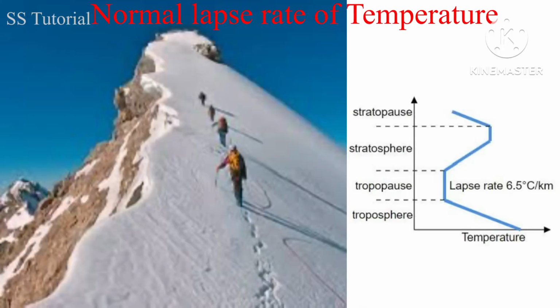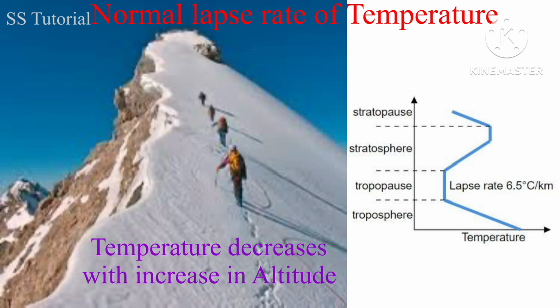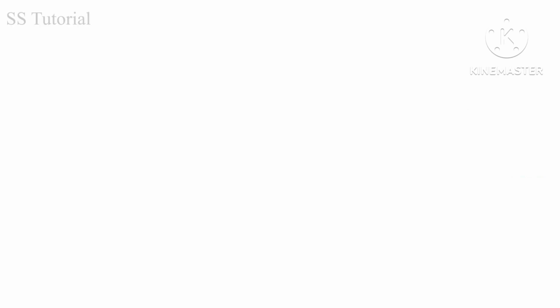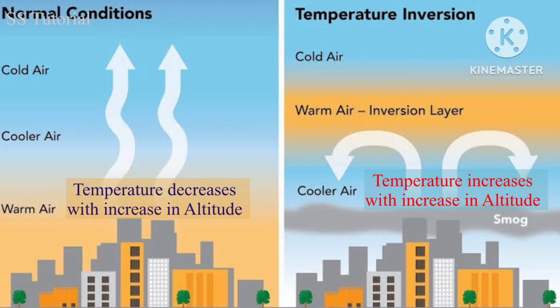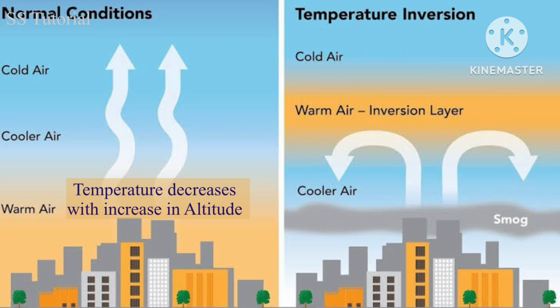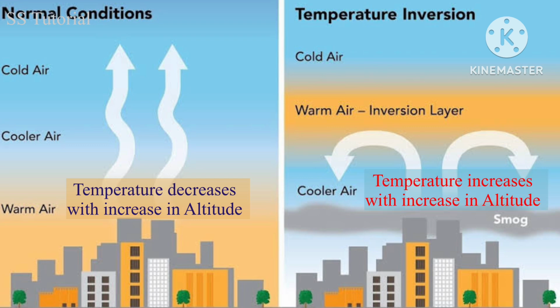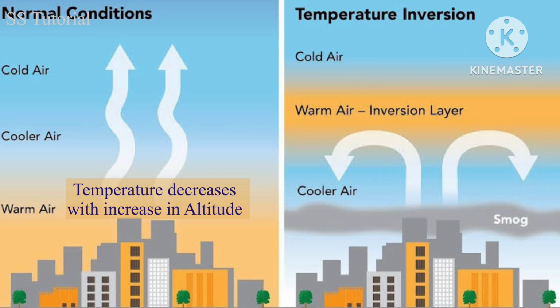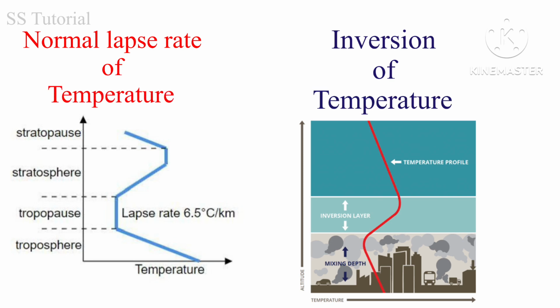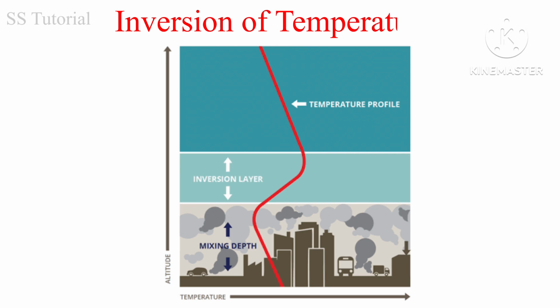In our previous video, we learned about the normal lapse rate of temperature, where temperature decreases with increase in altitude in the troposphere. But it does not happen all the time. In some conditions, temperature increases rather than decreases with the increase in altitude in the troposphere. It is the totally opposite condition of the normal lapse rate of temperature. This is called inversion of temperature. Today in this video, we will know in detail about inversion of temperature.